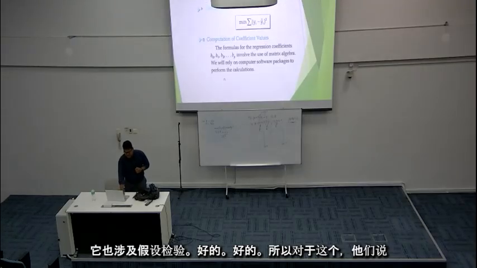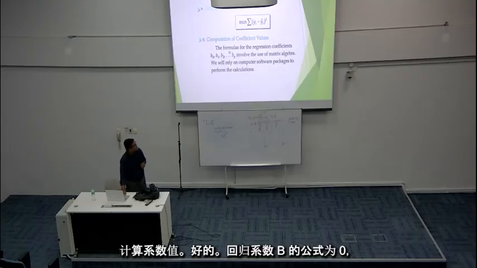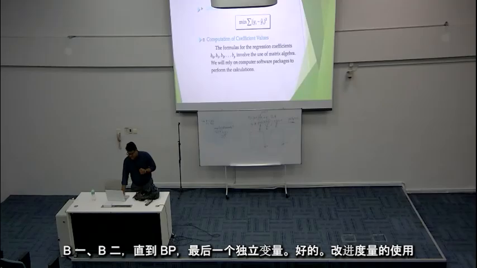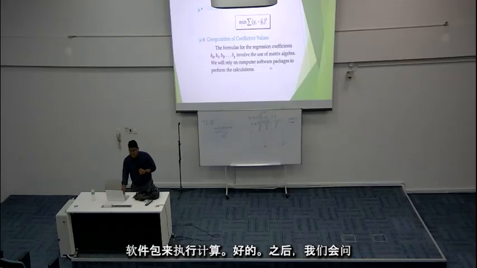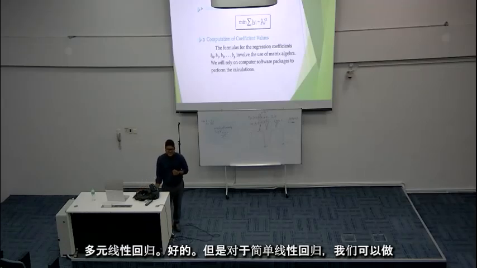For this one, they said to compute the coefficient values. The formula for the regression coefficients B0, B1, B2 until Bp, the last independent variable, involves the use of matrix algebra. We will rely on a computer software package to perform the calculation.